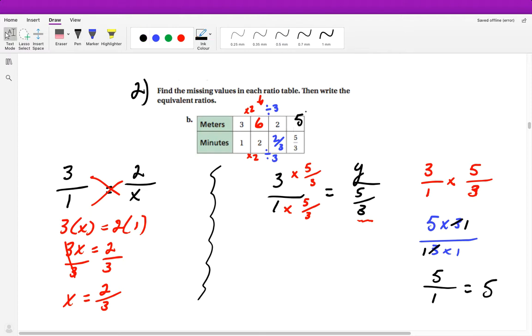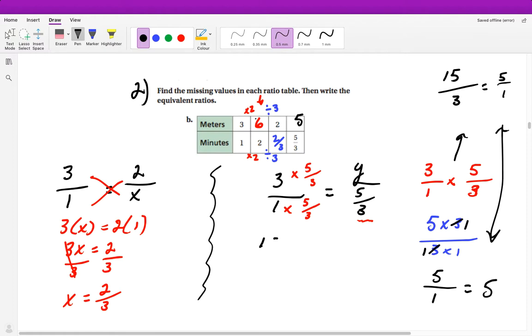All right, you could have done 5 times 3 is giving me 15. Let me show it up here. And 1 times 3 is 3. And then you could have done 15 over 3 reduces to 5 over 1. It doesn't matter which way you do it. You still get the same answer either way.